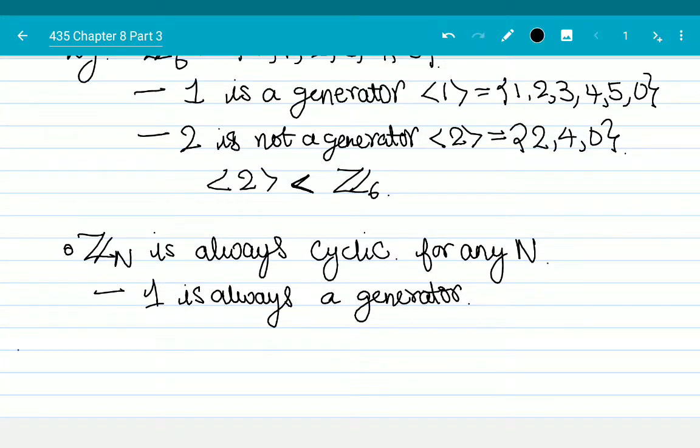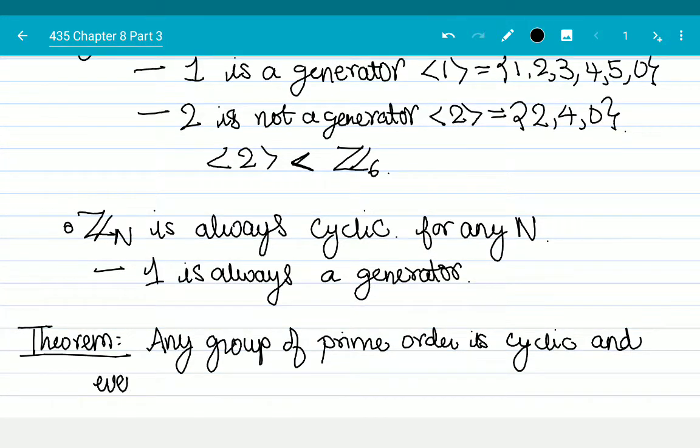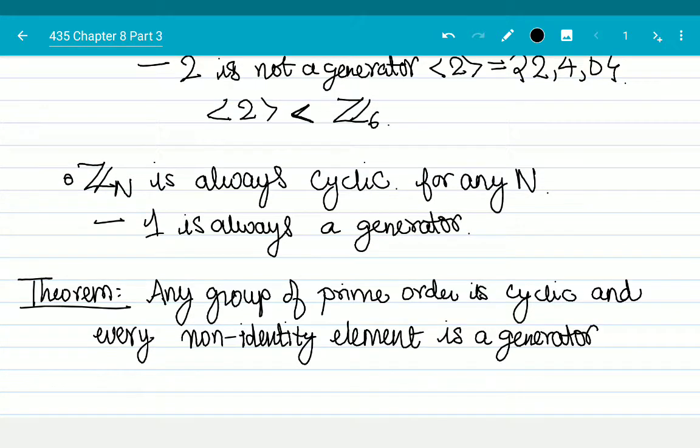Theorem. Any group of prime order is cyclic, and every non-identity element is a generator. Okay.